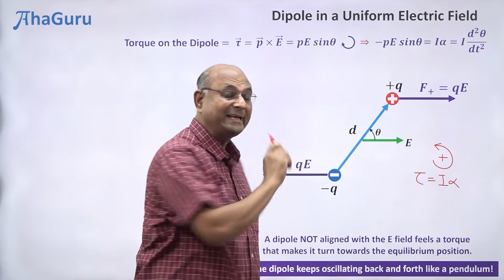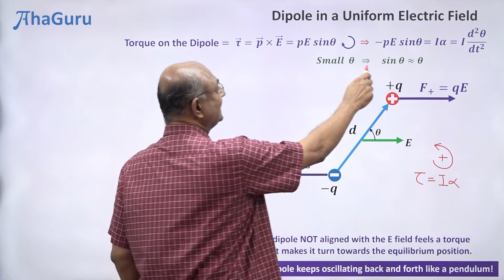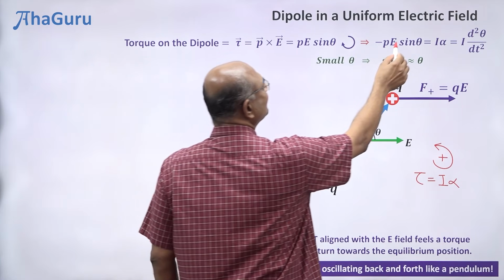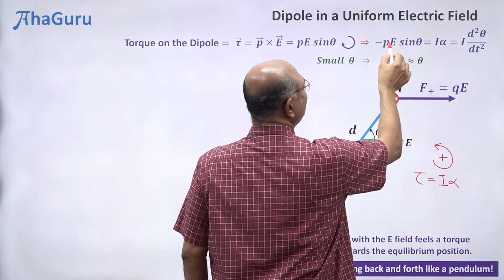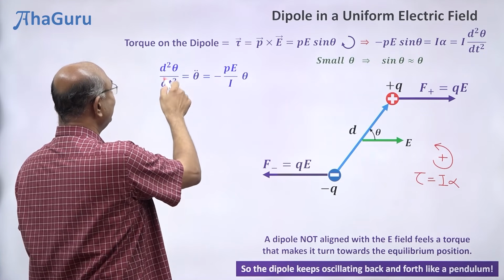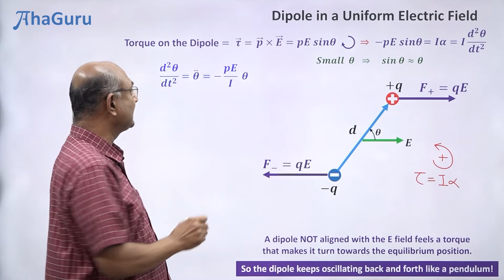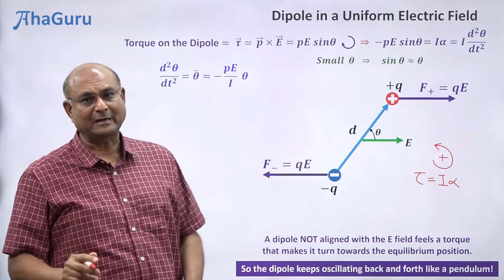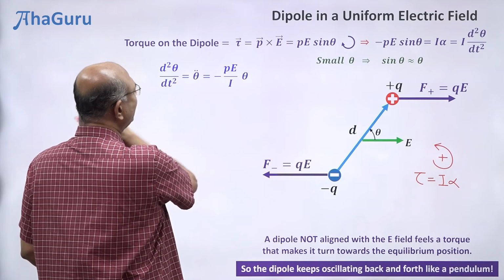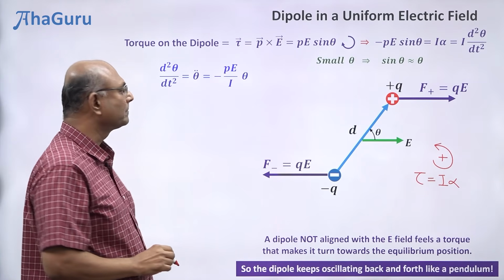But remember that this theta is small. And when theta is small, we know that sine theta is approximately theta. Of course, we are taking theta in radians. So I can just think of this as theta. So minus PE into theta divided by I. So we can write d square theta by dt square. Common convention is to write this as theta double dot. That means two times you have differentiated with respect to time. Dot always represents differentiation with respect to time. So theta double dot is minus PE by I theta.